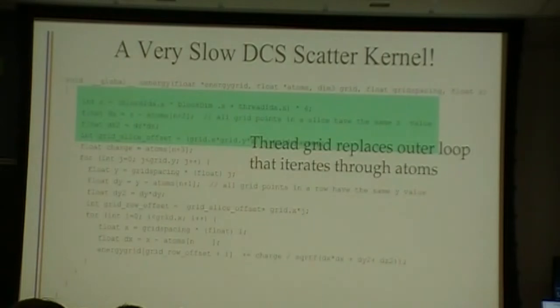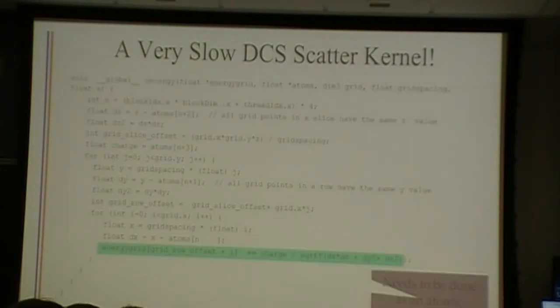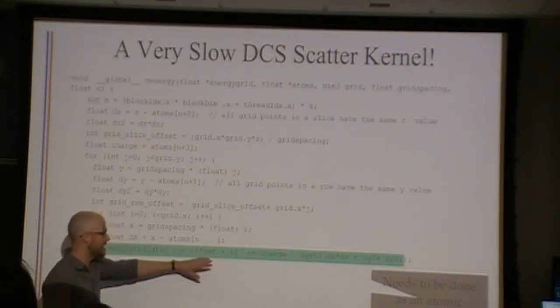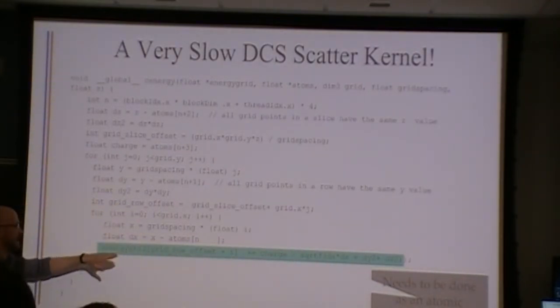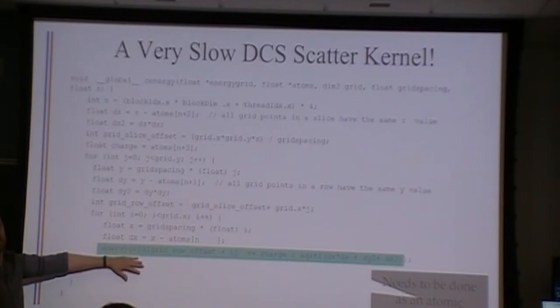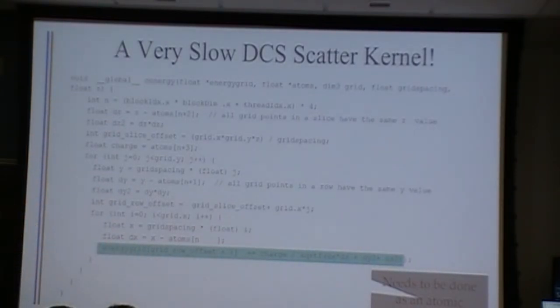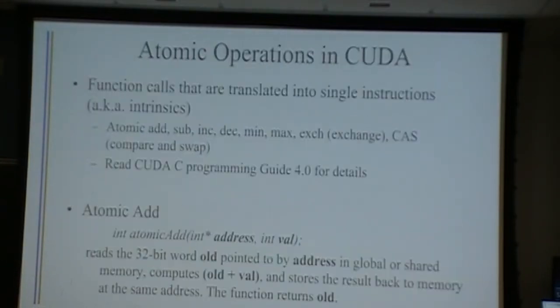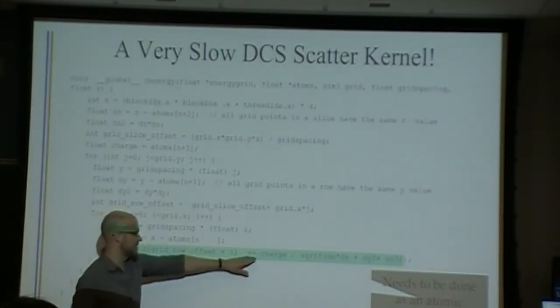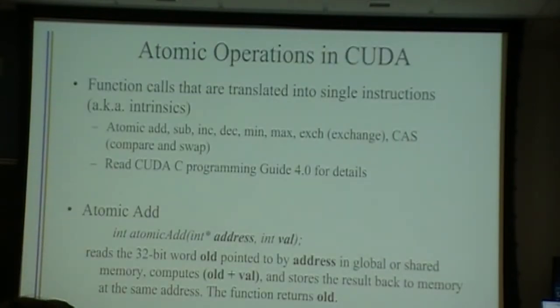And so why do we say this is slow? First of all, this isn't even correct, because any atom could be updating any grid point at any time, because all of the threads just execute whenever they want. So we have to do this as an atomic. Basically, this add needs to be an atomic add. Luckily, CUDA has some atomic operations for us.